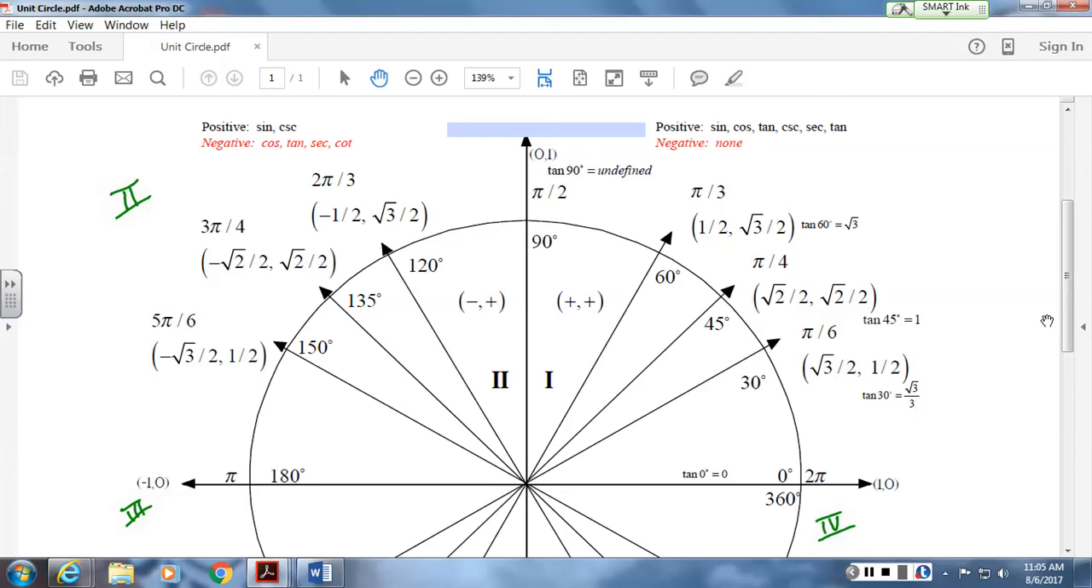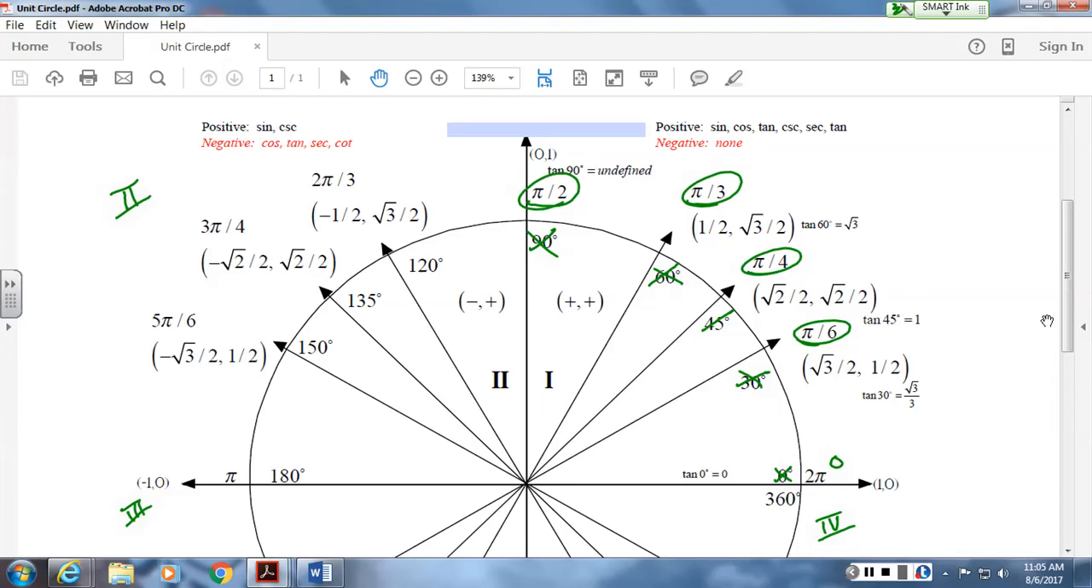In calculus, we always use radians. We do not use degrees. So if you're used to saying 30 degrees or 45 degrees or 60 degrees, we're not doing that. Right? You're going to use radians. So this would be 0 or 2 pi, depending on what you're doing with the problem. This would be pi over 6, pi over 4, pi over 3, pi over 2.